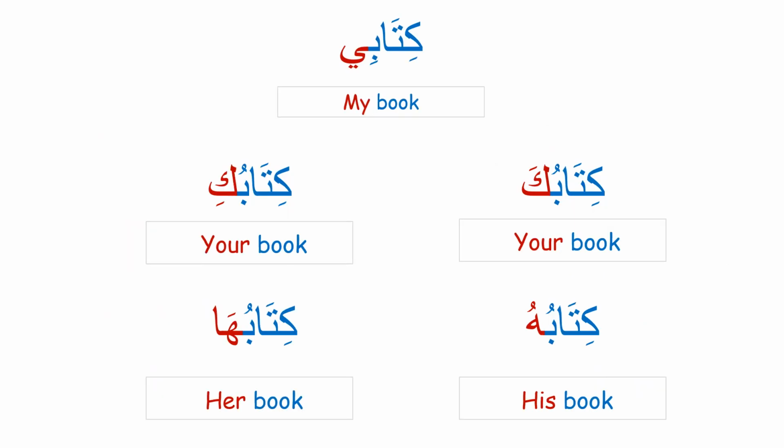So by and large, my book is kitabi, your book is kitabuka or kitabuki, depending on the gender of the person spoken to. The first is masculine and the second is feminine. Then we have his book, kitabuhu, and her book, kitabuha. That's about it. Now let's end this lesson with two important notes.